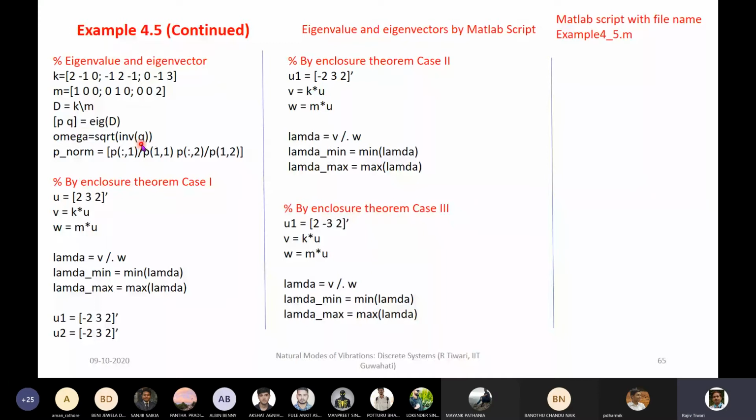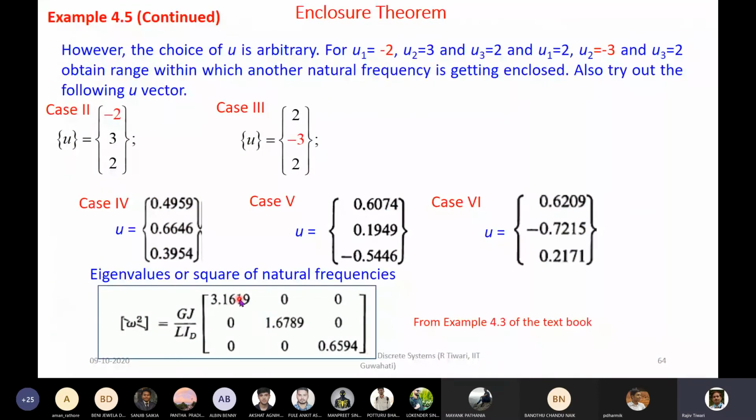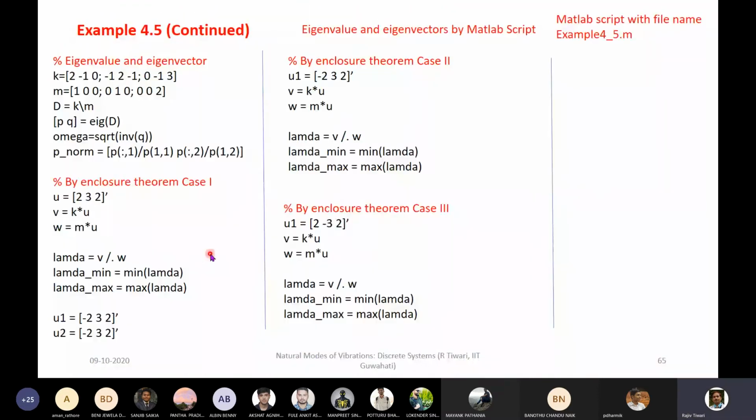So here, the way it has been defined, we need to take the inverse of that and then take the square root. So this will give the natural frequency. So from here we can get the exact natural frequency as we have got here. And then the eigenvector P, we can normalize here with respect to the first one. This we have done in the previous class already.